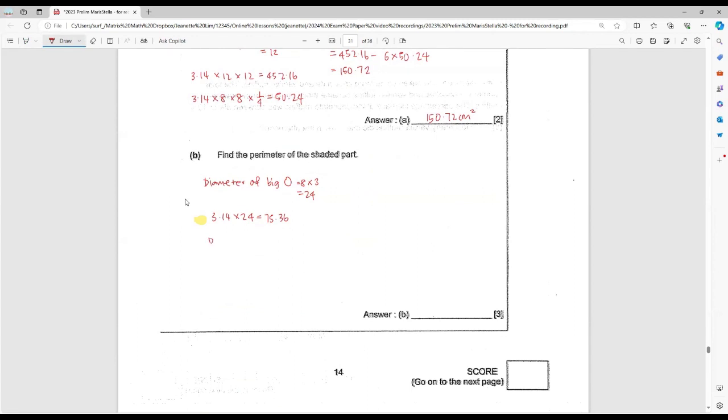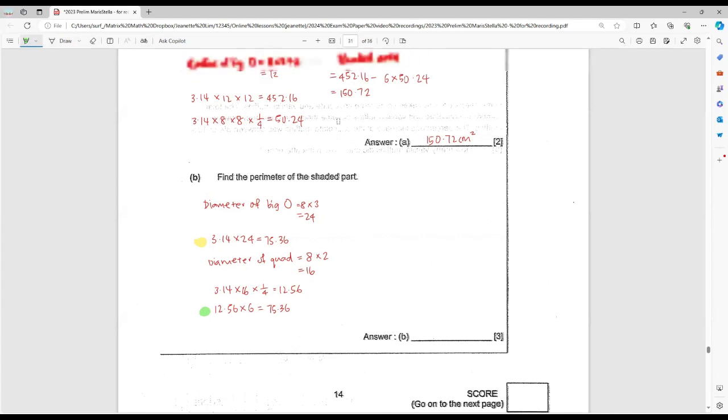Diameter of the quadrant. Radius was 8. So diameter is 8 times 2. So to find quadrant will be pi times 16 times 1/4. 12.56. Then we want 6 of them. So 12.56 times 6, which is 75.36. So this is the green one, which is all the 6 arcs of the quadrant.